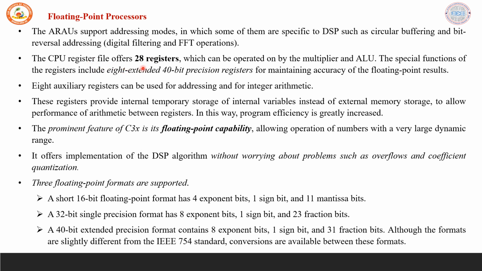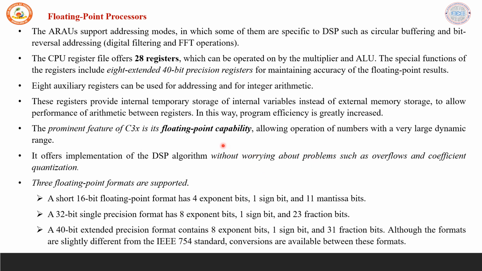The CPU register file offers 28 registers which can be operated on by the multiplier and ALU. The special functions of the registers include 8 extended 40-bit precision registers for maintaining accuracy of the floating point results. 8 auxiliary registers can be used for addressing and for integer arithmetic. These registers provide internal temporary storage of internal variables instead of external memory storage to allow the performance of arithmetic between registers. This way, program efficiency is greatly increased.